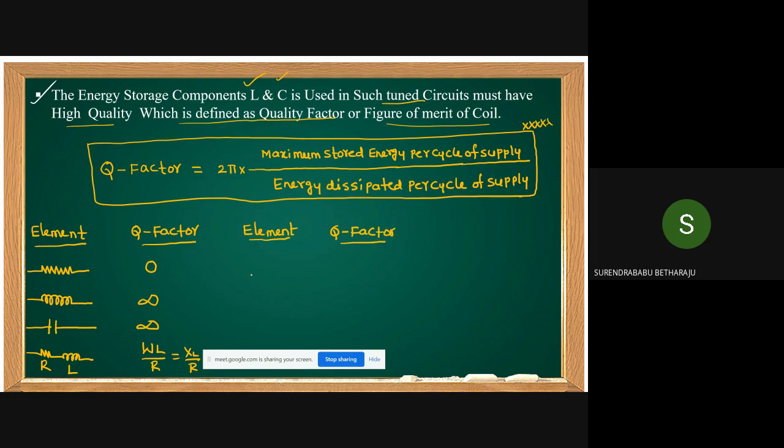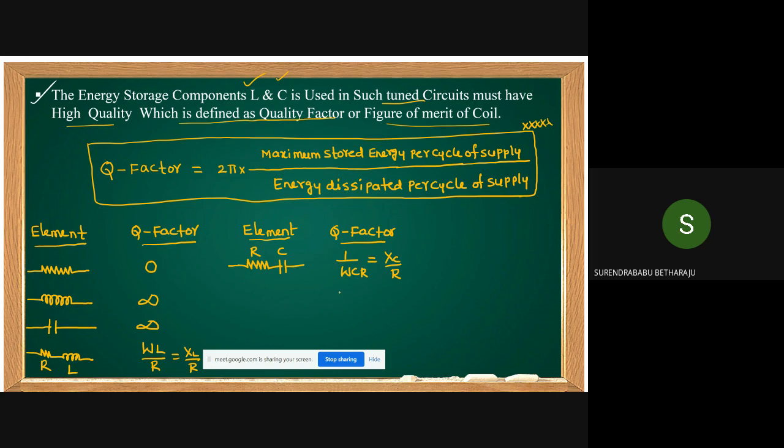Next, if it is a series RC combination, what is the quality factor you can write, students? The quality factor equals 1 by omega CR. This equals XC by R. Sir, how is it 1 by omega CR? That I will give later. But from a summary point of view, here I am writing.